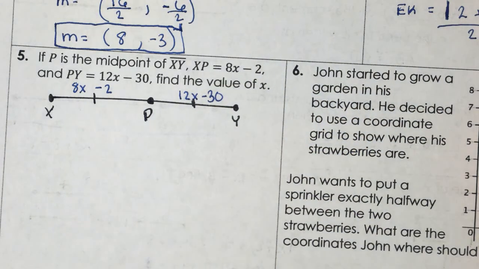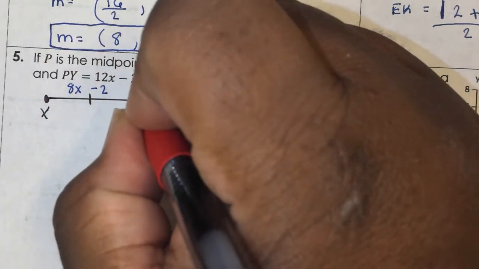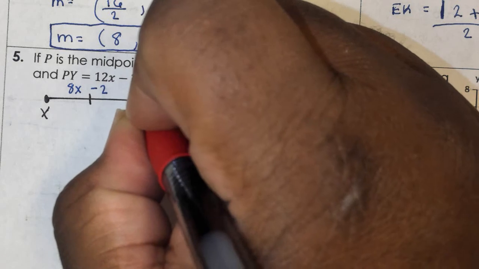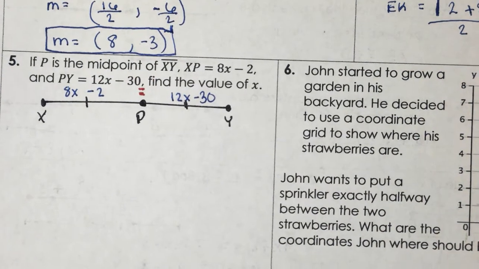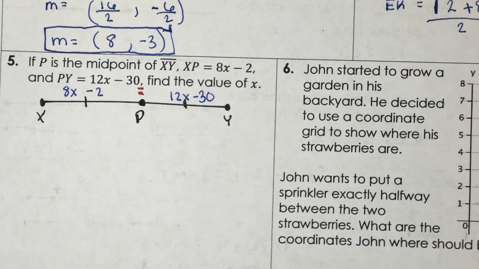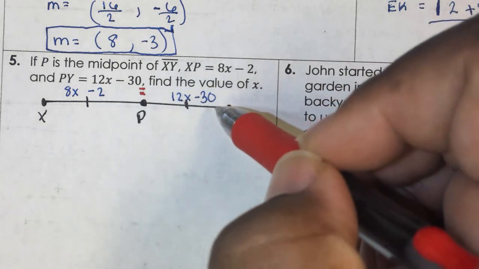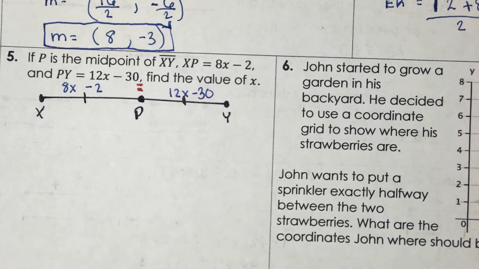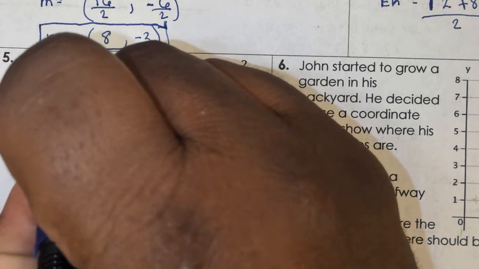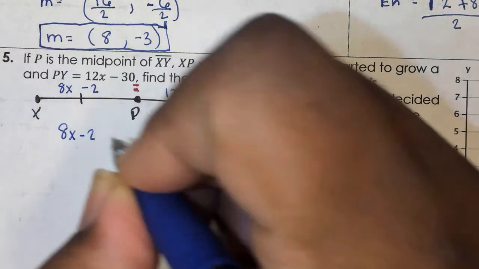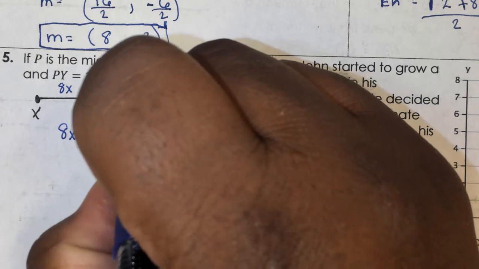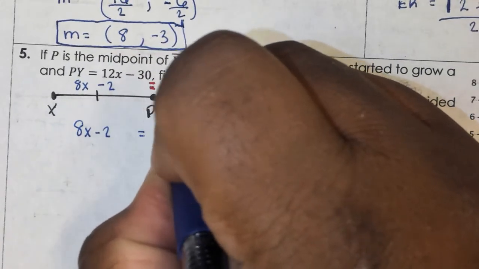If that's the case, I don't need to know what XY is, because I can just say these two pieces are equal to each other. Because if that's the halfway point, they have to be. XP has to be equal to PY. And that's my equation right there. So I'm going to come down here and I'm going to say 8X minus 2 equals 12X minus 30.